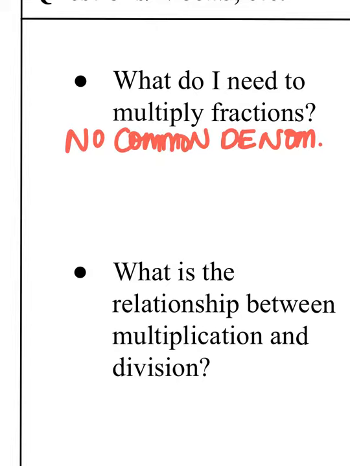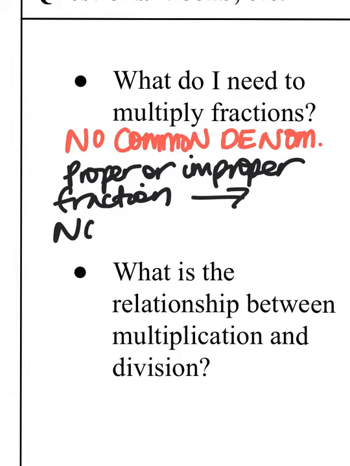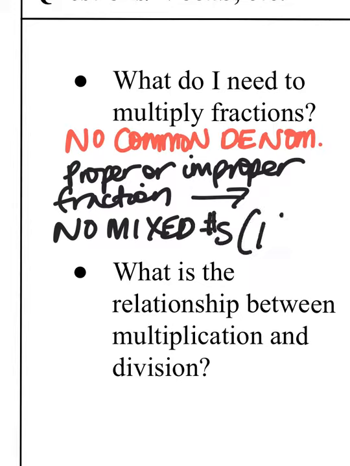But what would make your life easier is that you always want everything in either a proper or improper fraction. And when I say that, I mean no mixed numbers. So like 1 3/4. You don't want that, okay? So you want things to look like 7/4. Okay, so that's the improper fraction version of 1 3/4. That is usable. 1 3/4 is gonna mess you up, so let's not do that, okay?